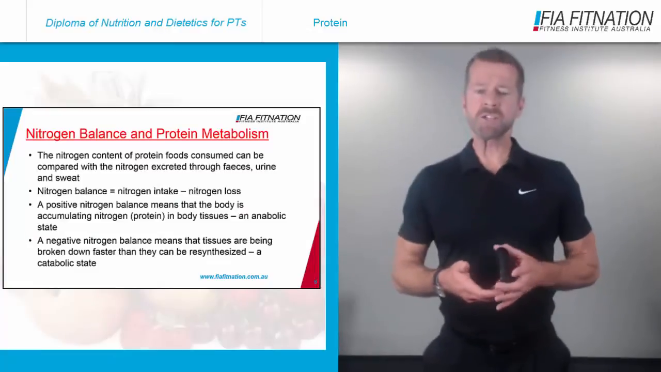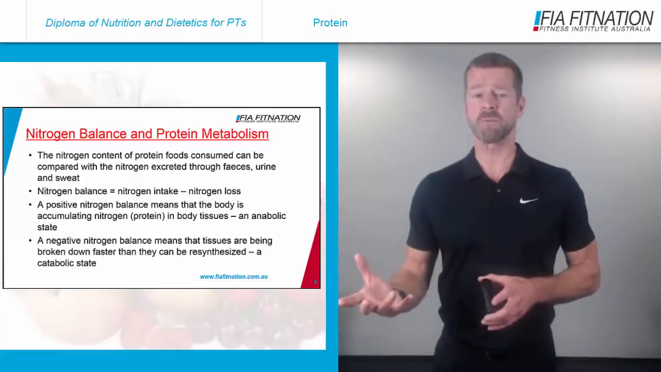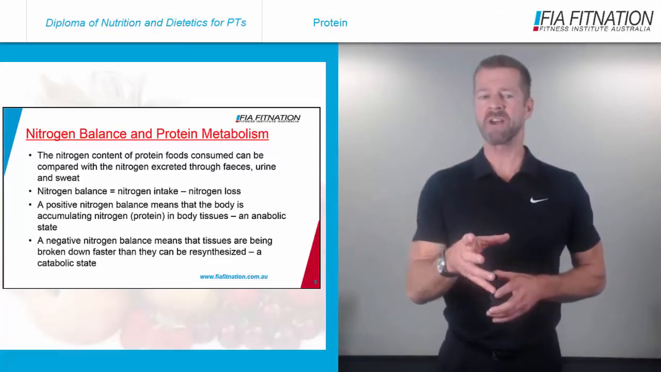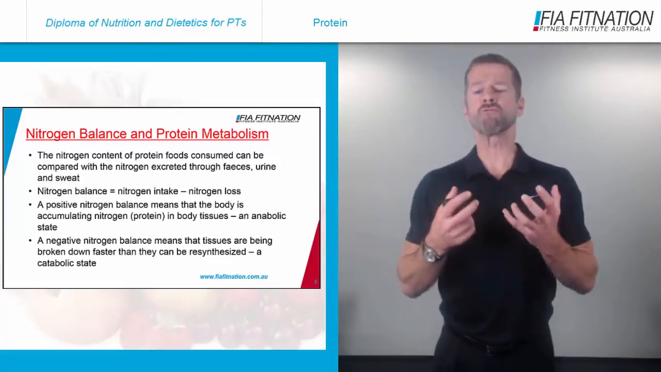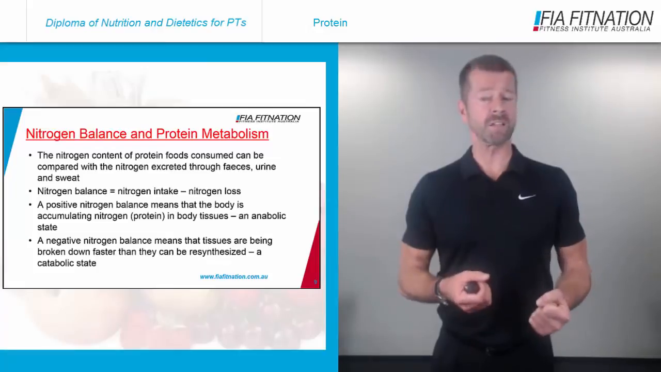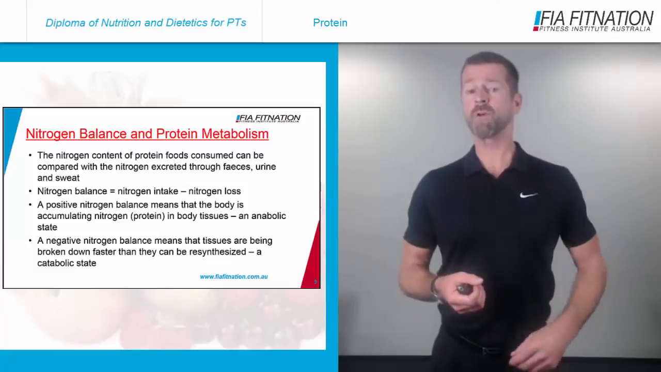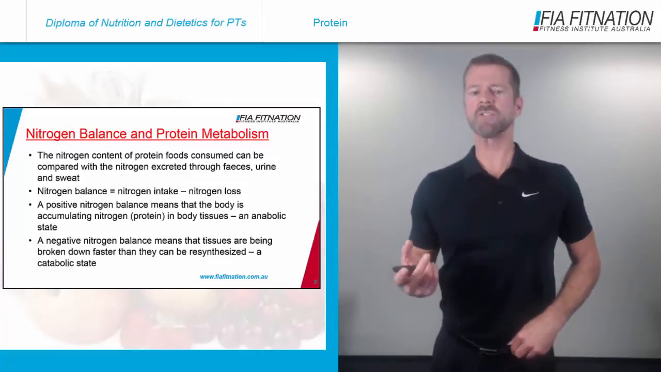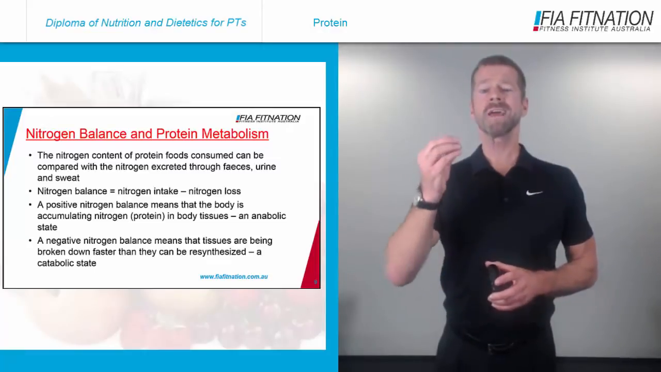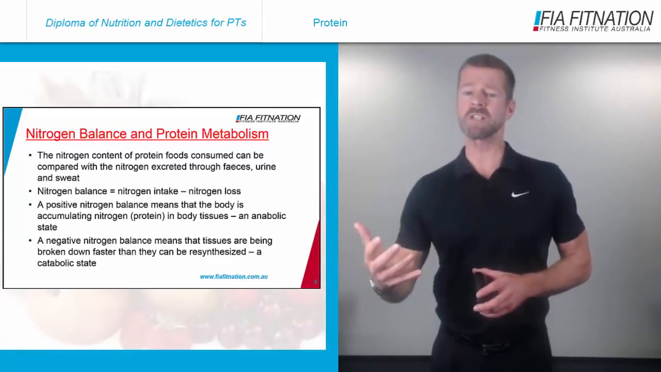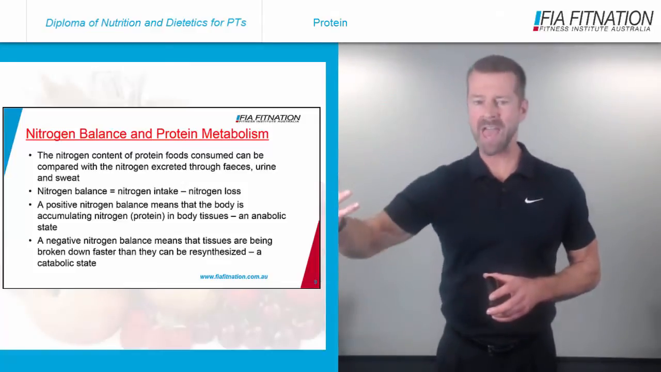All right, so nitrogen balance and protein metabolism. You might have heard the term nitrogen balance, and you remember the one thing that differentiates protein from carbohydrates and fats is that it does contain nitrogen. So the most readily available source of nitrogen in our diet comes from protein. We do get trace elements of nitrogen from other non-protein sources, but almost all of the nitrogen really comes from protein. So the nitrogen content of protein foods consumed can be compared with the nitrogen excreted through feces, through the urine, through sweat, through attachment to your hair and things like that.